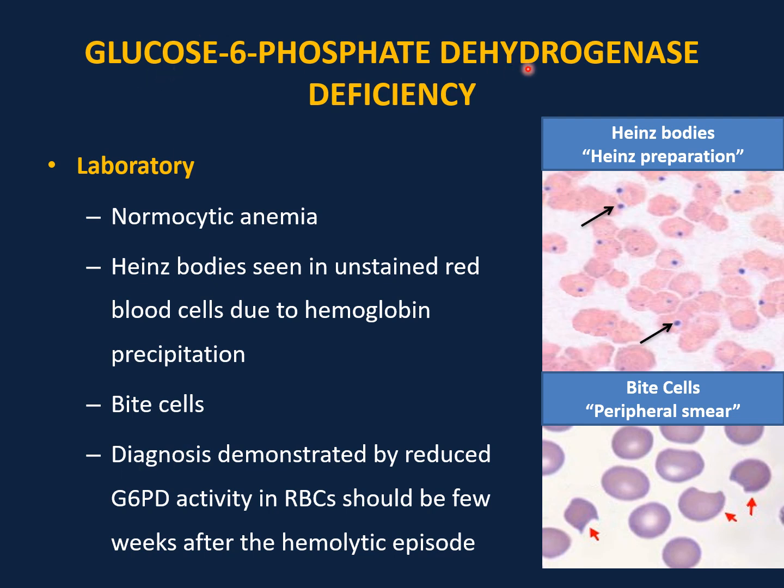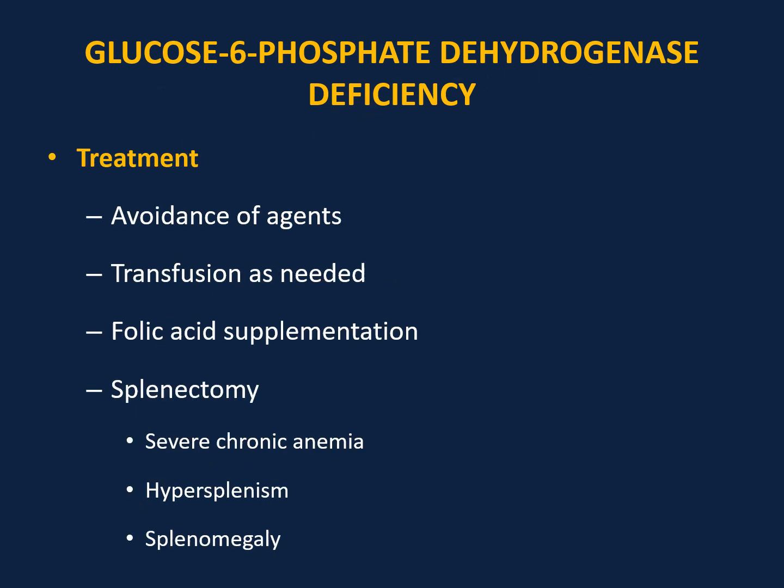G6PD deficiency is confirmed by reduced G6PD activity in red blood cells. But you should do this test a few weeks after the hemolytic episode. If you do it early, it will show normal activity in the young red blood cells. You need to wait a few weeks after the hemolytic episode to give you a positive result in cases of G6PD deficiency. Treatment of G6PD deficiency: avoidance of agents, transfusion as needed, folic acid supplementation. Splenectomy if there is severe chronic anemia or hypersplenism. Splenomegaly matters because of risk of splenic rupture in contact sports.